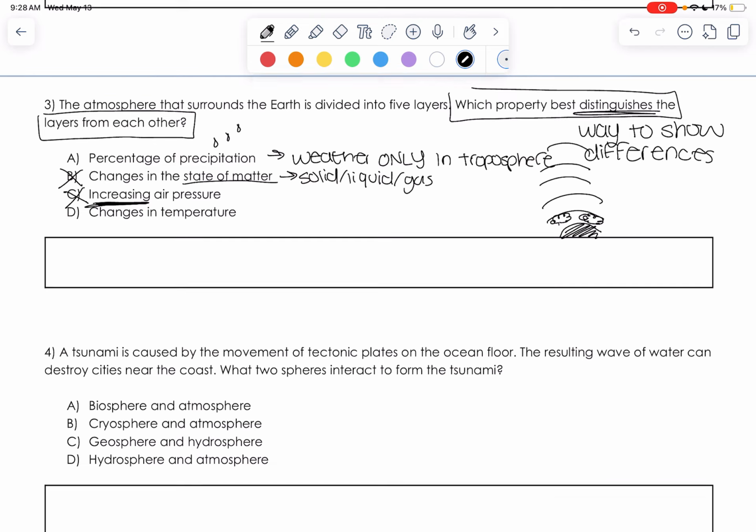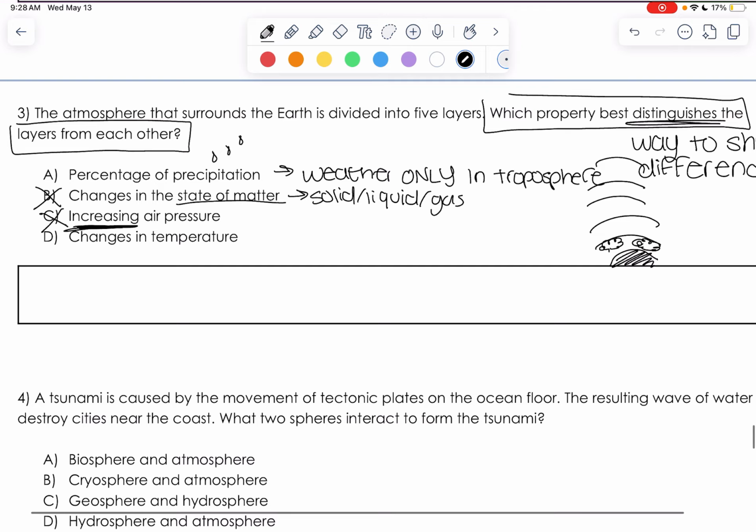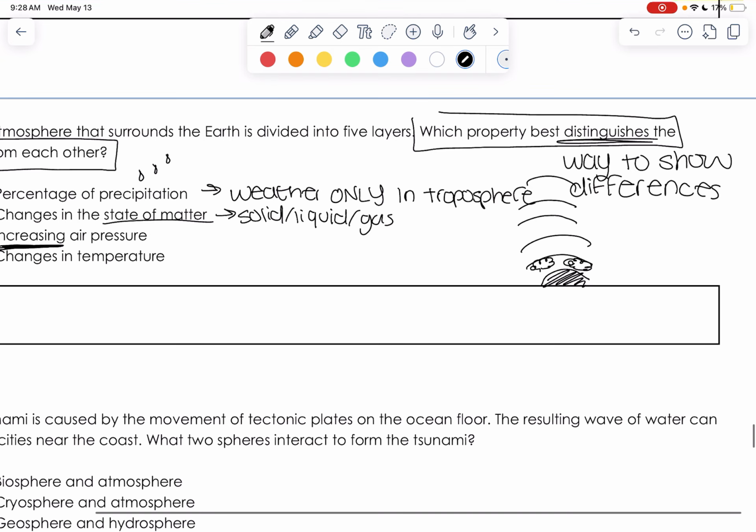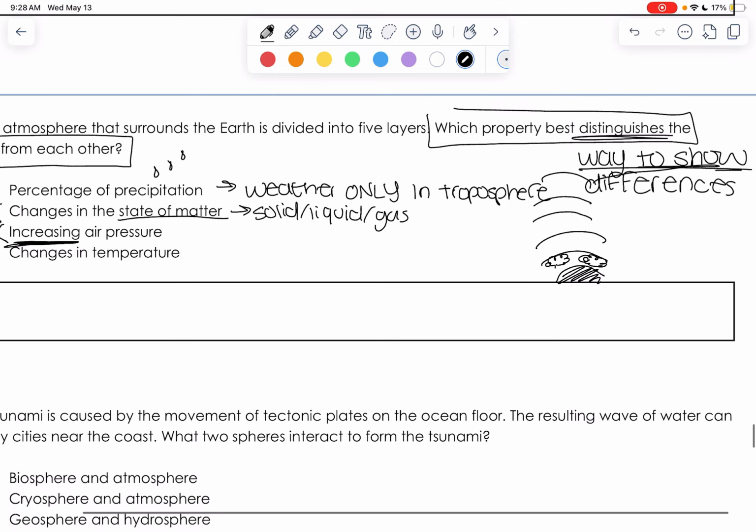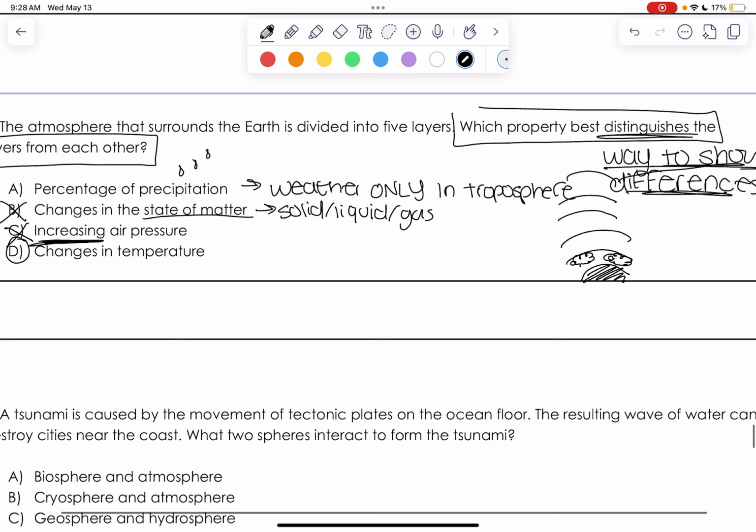D is our correct answer because, just like I said before with air pressure, temperature has this way of changing back and forth. So it is the best way to show the differences. Definitely better than A, because with A, there's only precipitation in one layer. So that would be like 1 versus 4. That's not a good way to show difference. Versus temperature, I know that it gets colder as I go up in the troposphere, and then hotter as I go up in the stratosphere, and then colder as I go up in the mesosphere, and then hotter as I go up in the thermosphere, and colder again as I go up in the exosphere.